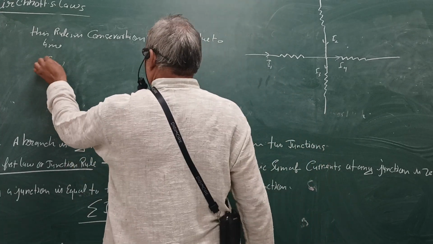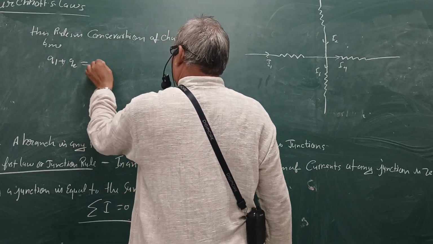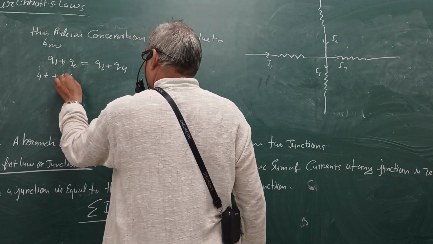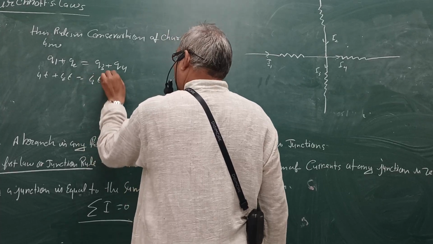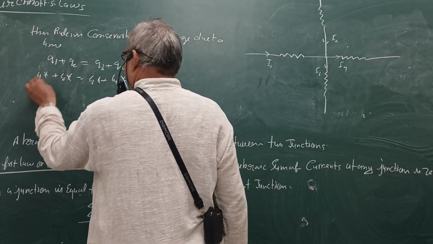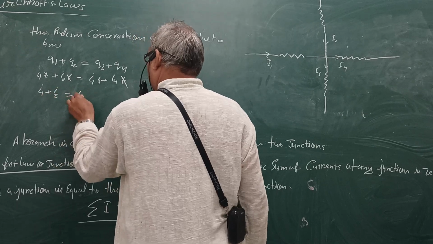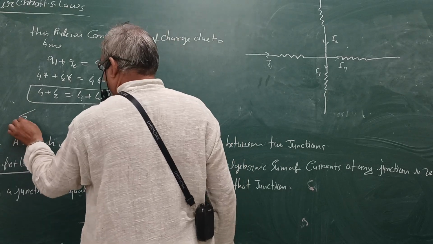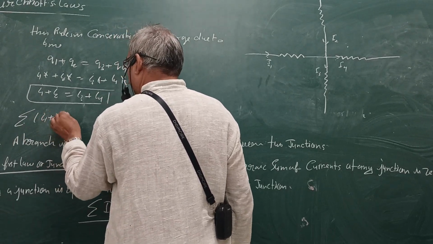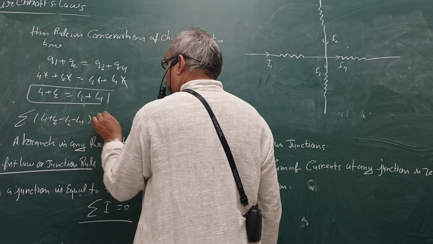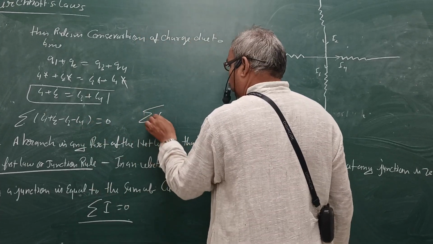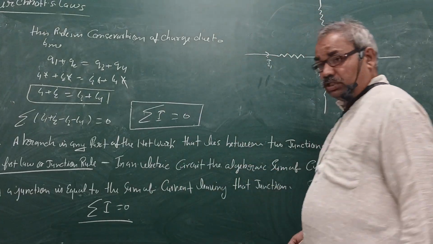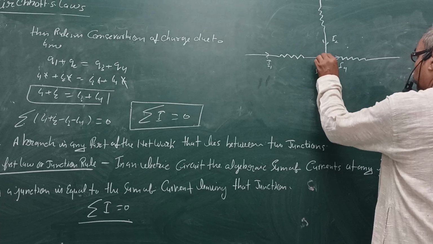and first Q1 plus Q2 is equal to Q3 plus Q4. This is the value I1t plus I2t is equal to I3t plus I4t. Eliminating t, I1 plus I2 is equal to I3 plus I4. The sum of currents is sigma: I1 plus I2 minus I3 minus I4 is equal to 0. The total sum of current is 0 in any junction; this rule is followed.